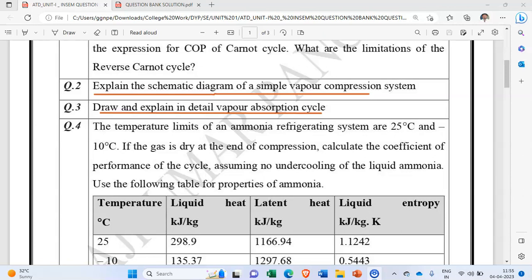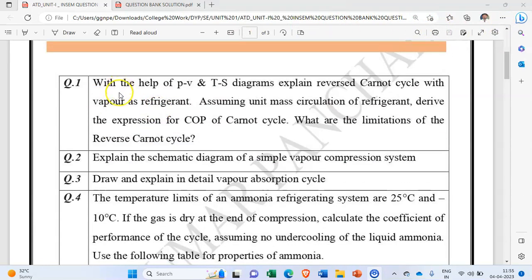Now let us see question number 1 here. What is question number 1? With the help of PV and TS diagrams, explain reverse Carnot cycle with vapor as a refrigerant. Assuming unit mass circulation of refrigerant, derive the expression for COP of Carnot cycle. What are the limitations of the reverse Carnot cycle? So this is the question, and let us try to solve it so that you can write it in the examination very well.